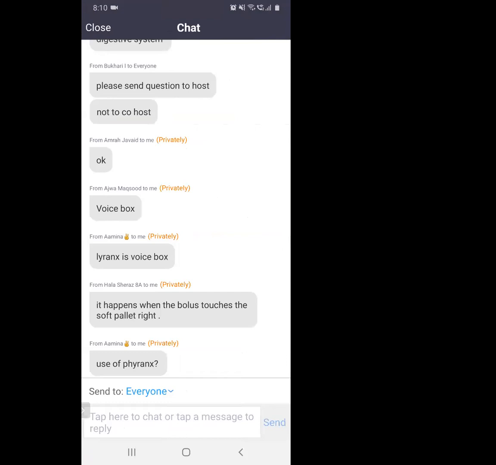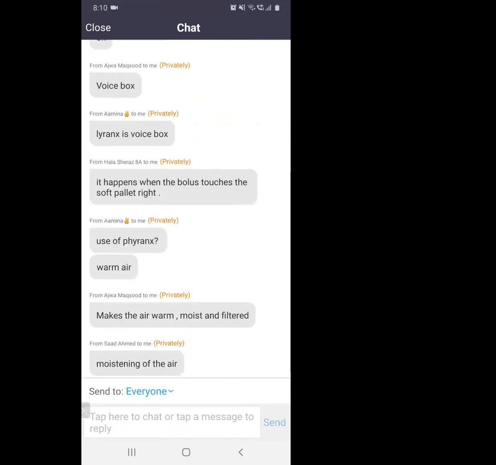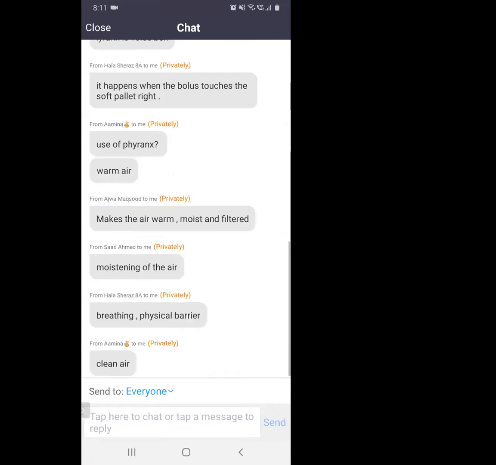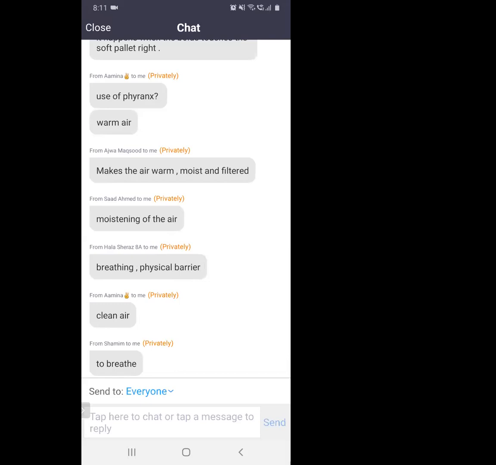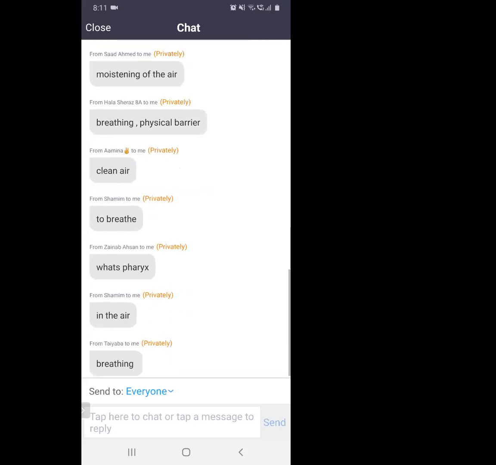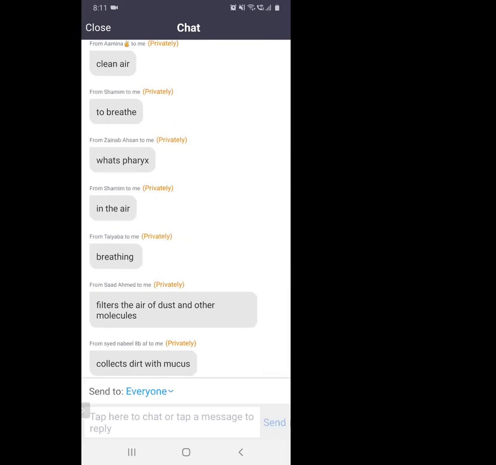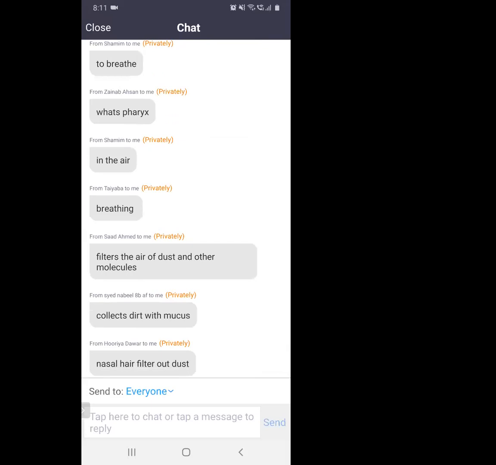Use of the pharynx. Okay, the pharynx connects the different parts such as the nose to the mouth and the nose to other tubes such as the trachea. So it's like a connecting passage, connecting all these tubes and all these different cavities. Yes, Amina, clean air. Yes, okay. My question was, what is the function of the nose with respect to inhaled air?